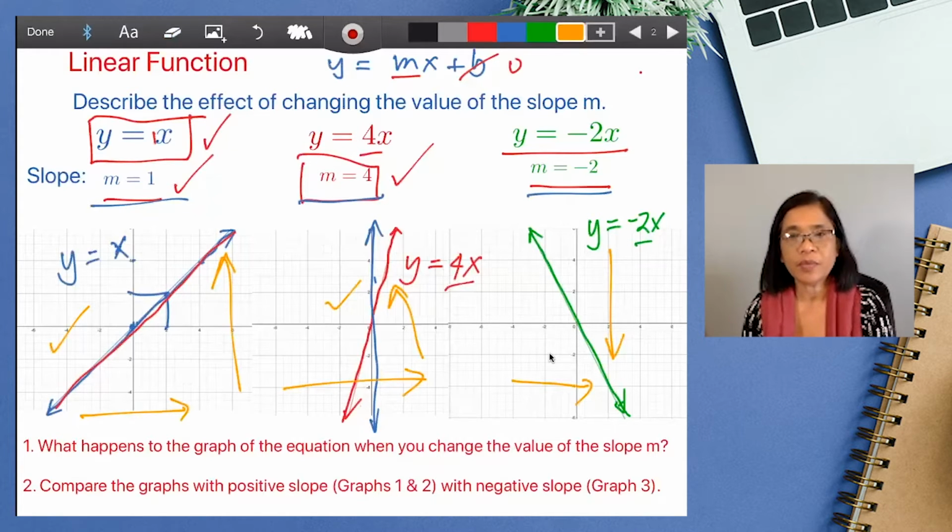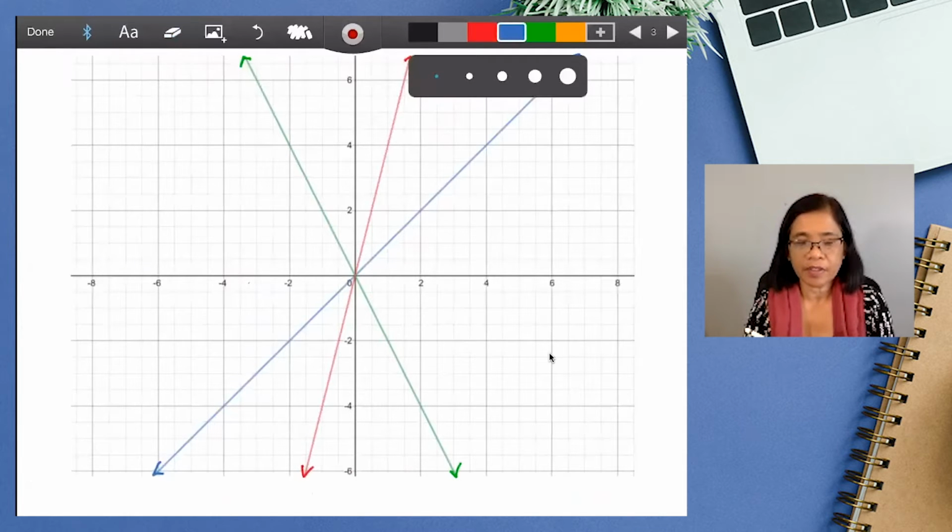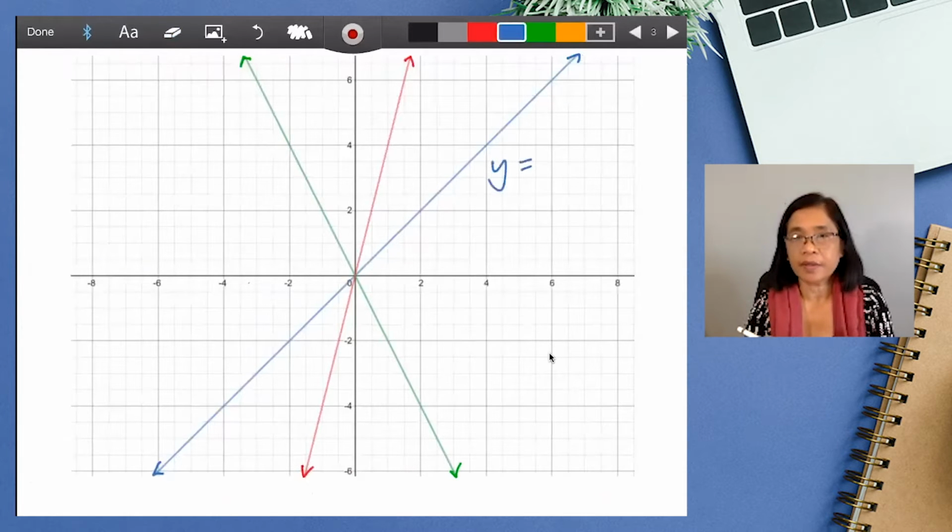I'll give you time to process. You can take down notes. Then let's move on by graphing all these three lines in one coordinate plane. So going back, this blue line in the previous slide is y equals x. Then the red line is y is equal to 4x.